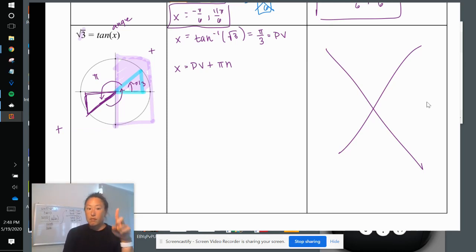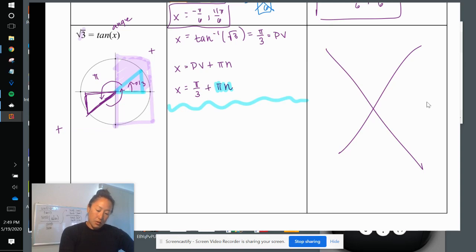So tangent's the best because it has one equation to solve for all of its angles that make its equation true. So the principal value, so x is the angle, is equal to pi over 3 plus pi n. And this gives us our coterminal angles and all those angles that we needed to solve for in the other quadrants. Okay, so this is the answer for the first part. So this is all possible angle answers from quadrant 1 and 3.